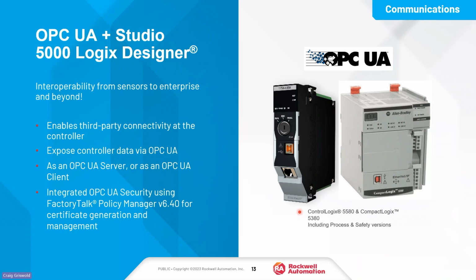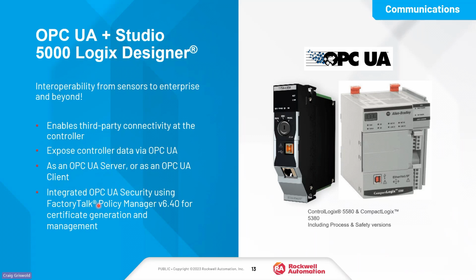One of the biggest features that came out was the ability to have OPC UA built into the controller itself. So if you want to use OPC UA, you don't need a piece of software anymore. We can share data directly from the controller. It's available in ControlLogix and CompactLogix, both safety and standard, and process. The controller can be an OPC UA server or an OPC UA client. It currently can't be both, so something to keep in mind.